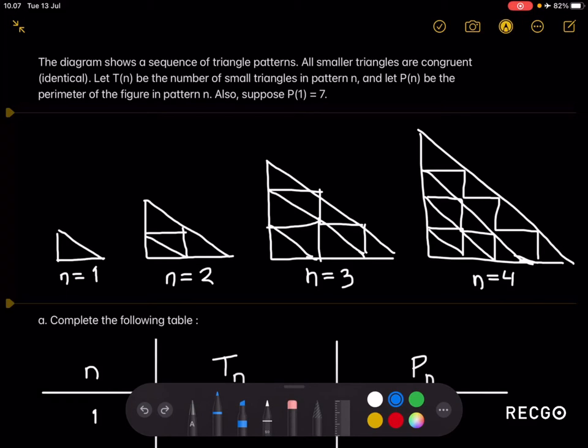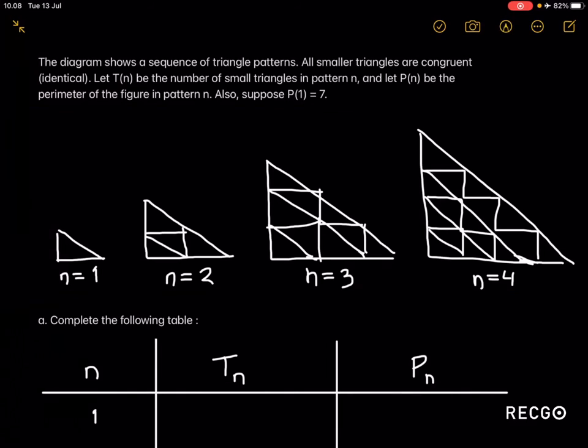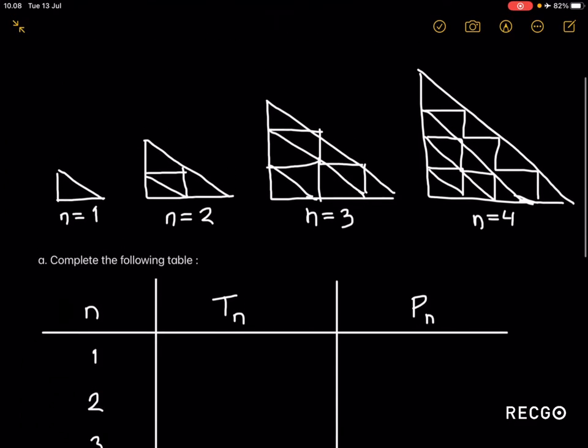Let T of n be the number of small triangles in pattern n. For example, T of 1 will be 1 since there's only one triangle. And let P of n be the perimeter of the figure in pattern n. We can suppose that P of 1 is 7, or in other words, the perimeter of the figure right here is 7. That will be handy later. So first we need to complete the following table.